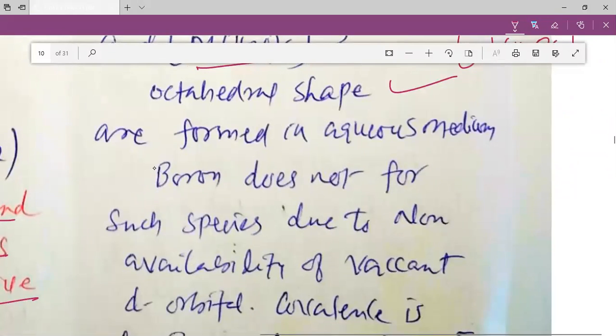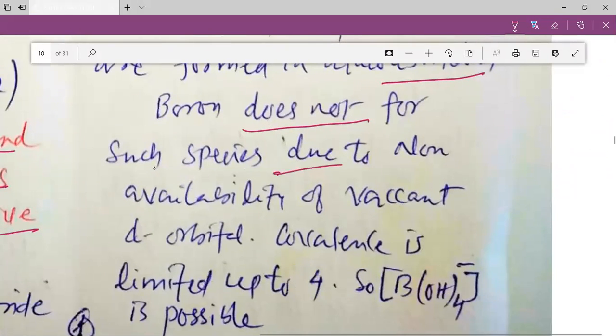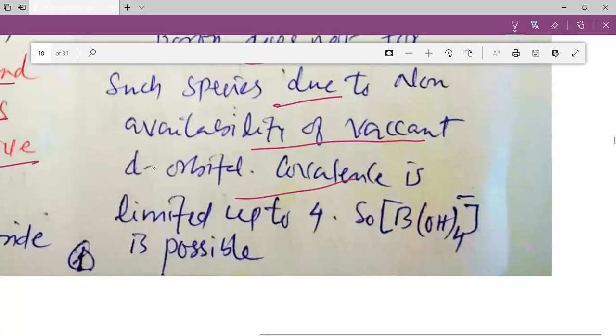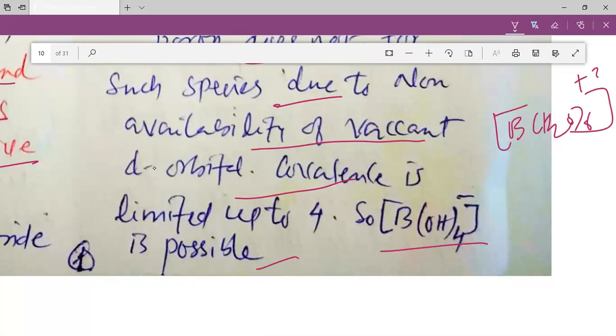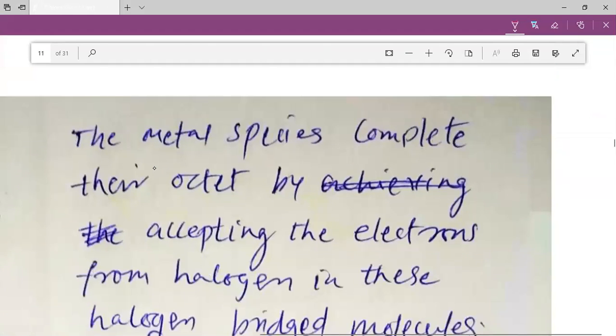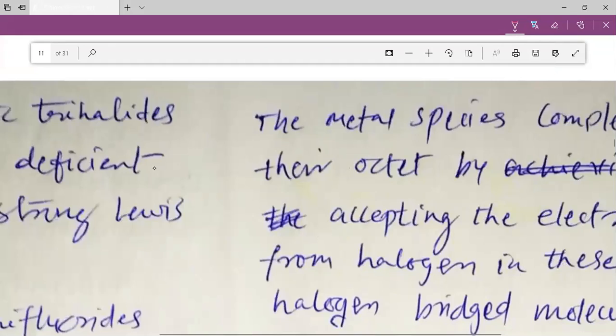These species are formed in the aqueous medium. Boron does not form such species due to non-availability of vacant d orbitals. Thus, B(OH)4 minus is possible, but B(H2O)6 plus 3 is not possible, because the covalence of boron cannot be extended up to 6 because of the non-availability of vacant d orbitals in the case of boron.